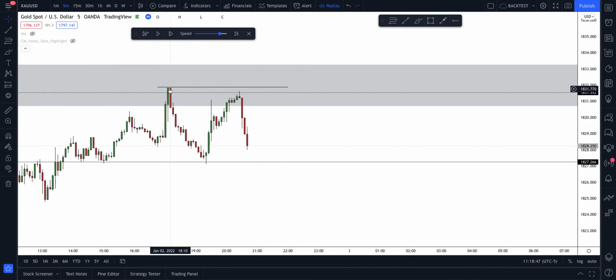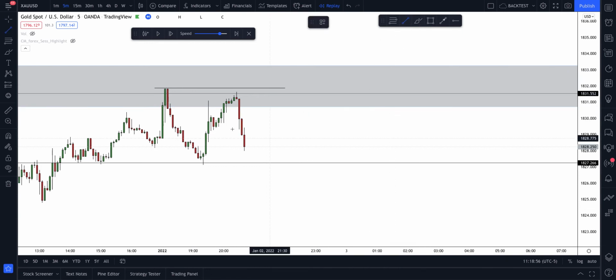See, on minute five, perfect formation of double top. So once price breaks this channel, you can go in for a sell. Stop loss always here. This line should be your stop loss. TP always previous zone, previous break and retest zone.